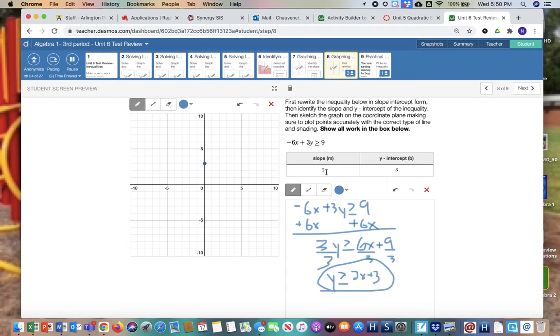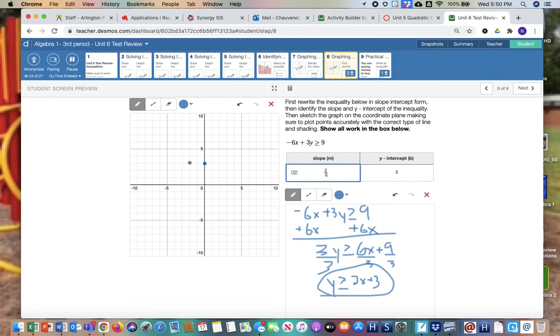The slope is 2. Remember, if you want to, you could write this as 2 over 1 to help you graph it. So we're going to go up 2, right 1, up 2, right 1, up 2, right 1. Since this has a line under it, it is going to be an or equal to, so a solid line. And now we're going to put some arrows on the end of this.